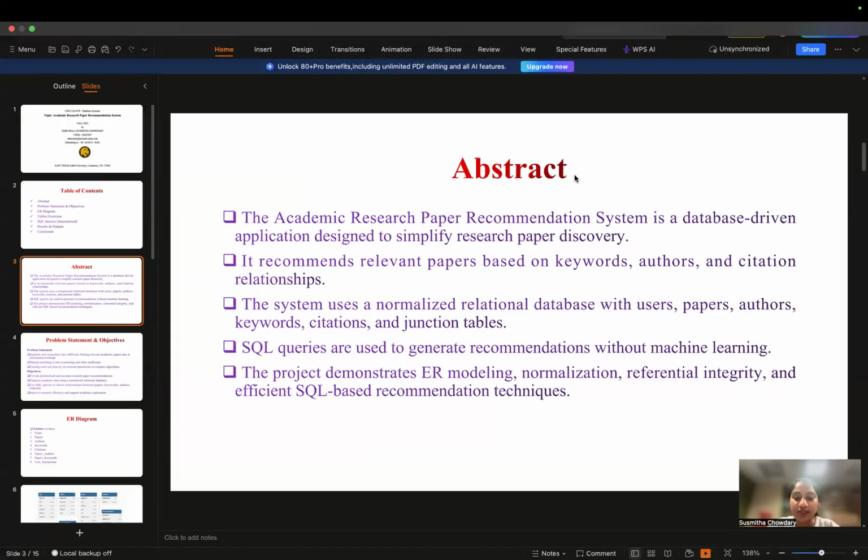I have created tables for users, papers, authors, keywords, citations, and a lot of many-to-many relationship tables. Using these tables, the system can recommend relevant papers based on the shared common keywords and authors, citation relationships, and popularity. And the project demonstrates ER modeling, normalization, referential integrity, that is, for example, foreign keys, and SQL-based recommendation strategies.